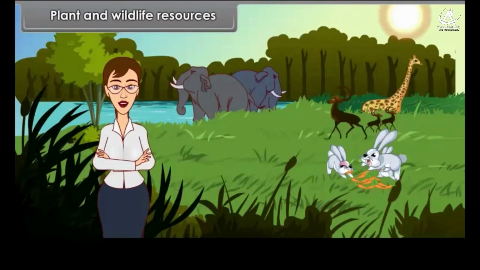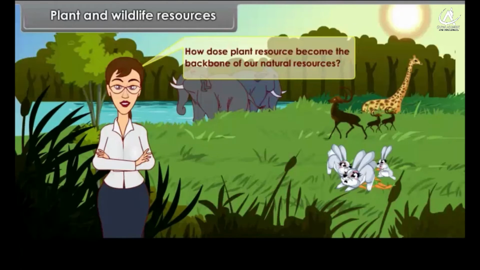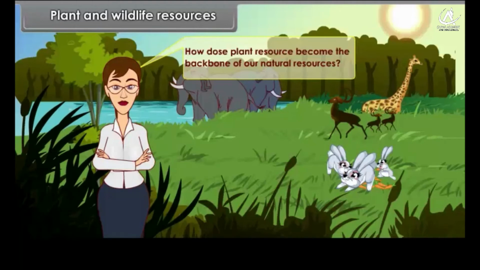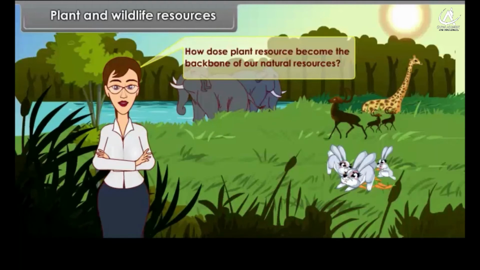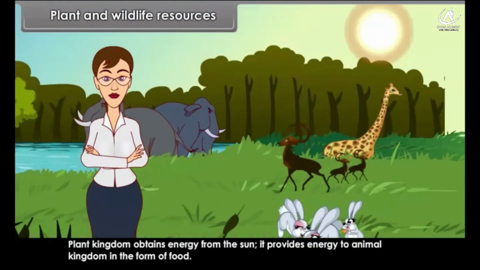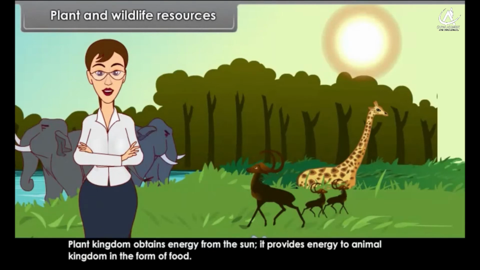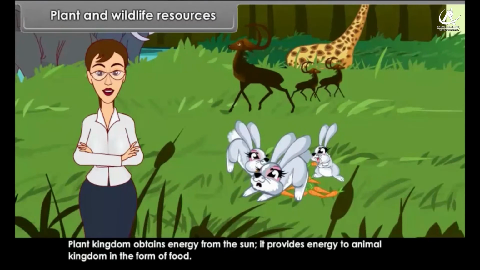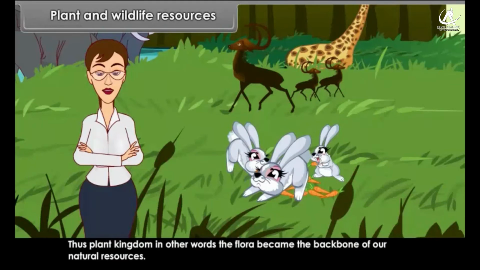How does plant resource become the backbone of our natural resources? Plant kingdom obtains energy from the sun. It provides energy to the animal kingdom in the form of food. Thus, the plant kingdom, in other words the flora, became the backbone of our natural resources.